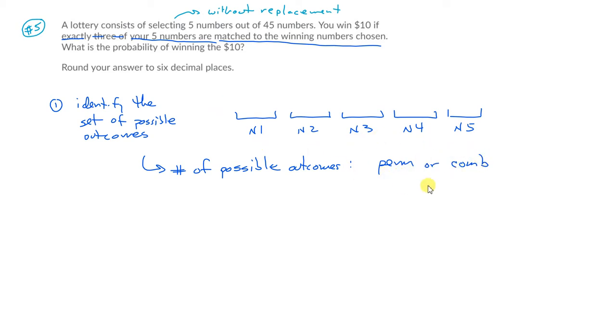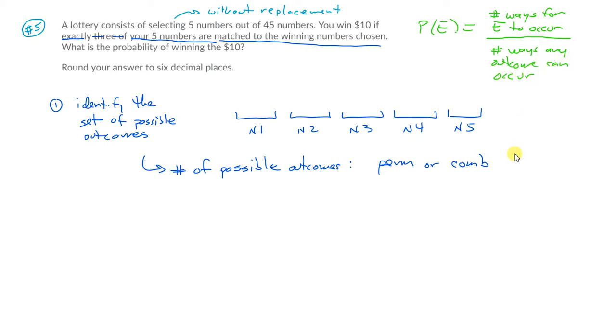Now this is going to be the denominator of the probability. Just to review real fast, the probability of an event E is equal to what? The number of ways for E to occur, or another way to say that is the number of outcomes that give you event E, divided by the number of ways anything can occur, any outcome can occur, which in essence is the number of total possible outcomes.